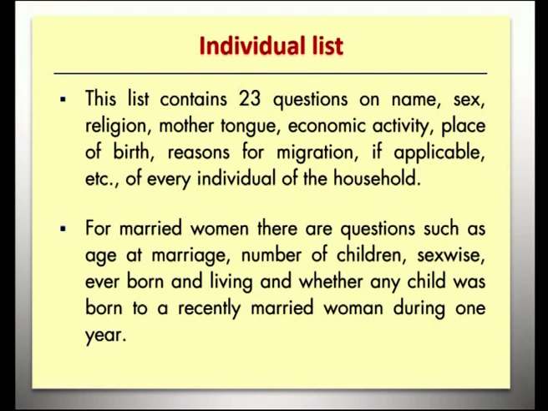For married women, separate questions were asked, such as the age at marriage, the number of children, the children's gender, ever born and living, and whether any child was born to a recently married woman during the past year. That type of information was also collected with respect to married women. So, those were the questions and listings done in 1991 when the census was taken.